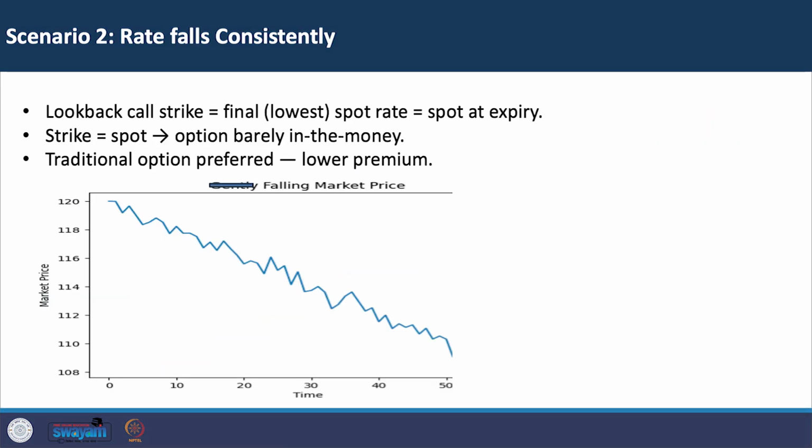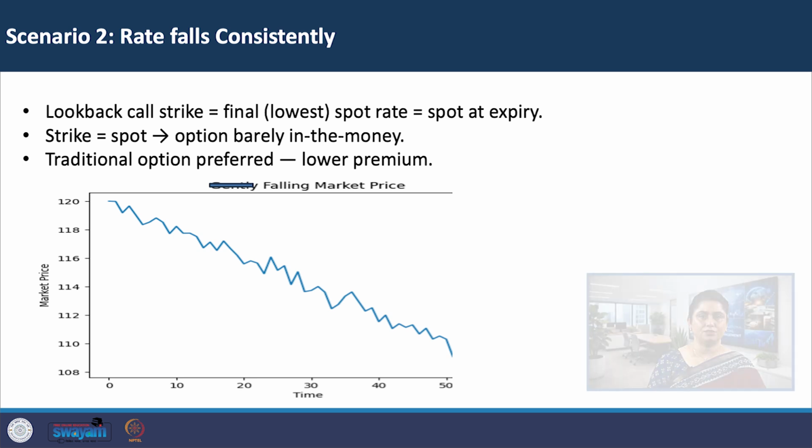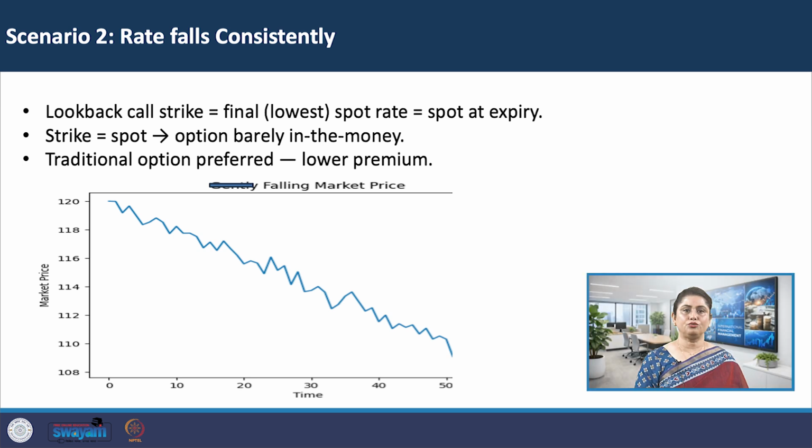Scenario 2. When the price or exchange rate falls steadily throughout the life of the option, the lookback call does not gain any advantage. In a lookback call, the strike is set at the lowest price observed during the option life. If the price keeps falling, the lowest price occurs at expiry. So, at the expiry date, the strike becomes equal to the final price, and the payoff is 0.